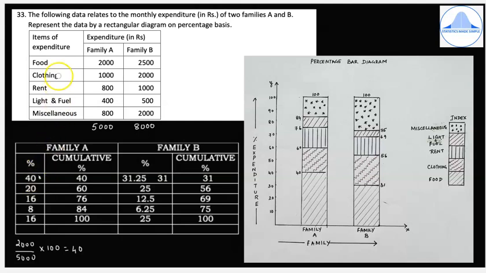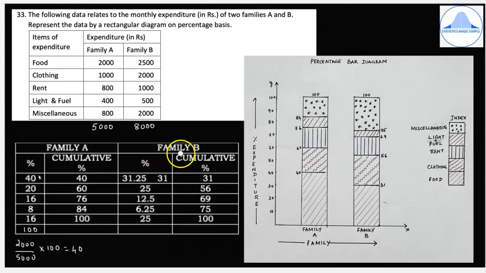Similarly, for clothing, it will be 1000 divided by 5000 into 100, which will give us 20. In a similar way, find out the percentage for rent, that is 16, light and fuel is 8, and miscellaneous is 16. So when we add up all these percentage values, you will get 100. Then similarly, the cumulative percentage we have to find out. So first write this 40 as it is. 40 plus 20 is 60, 60 plus 16 76, plus 8 84, 84 plus 16 is 100.